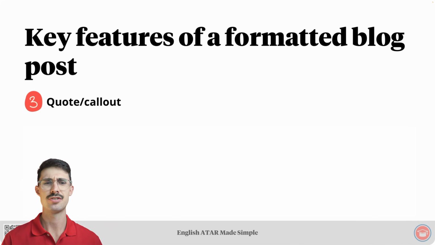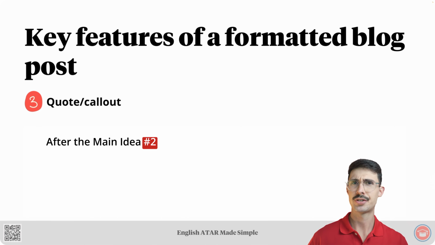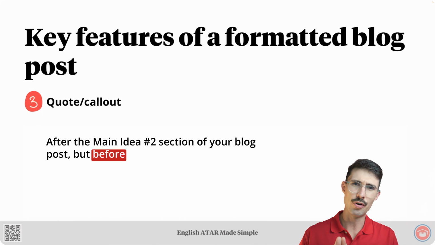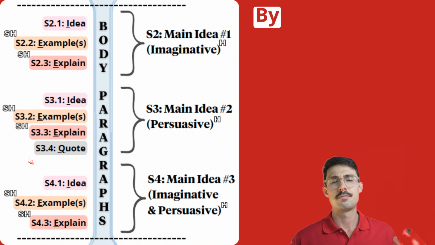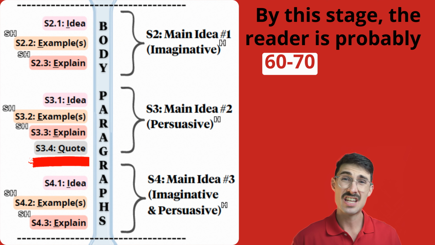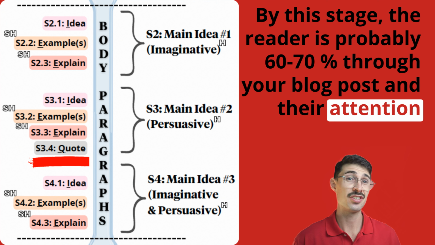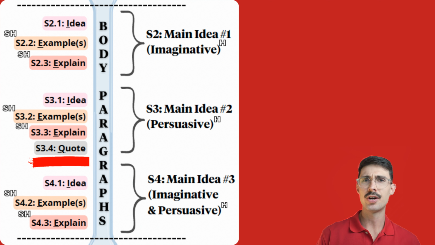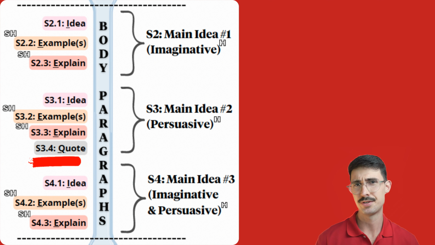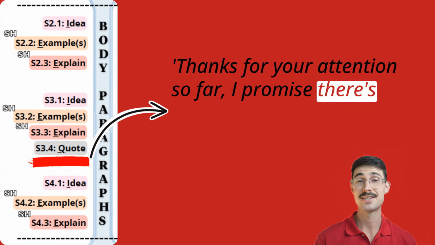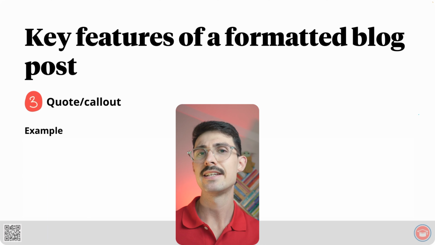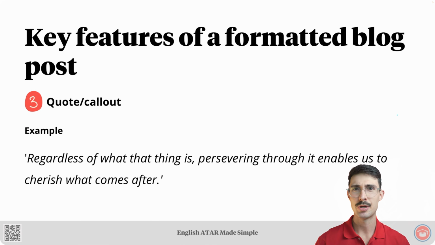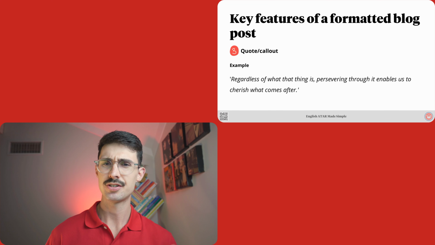When should you use a quote or a call out? After the main idea 2 section of your blog post, but before the main idea 3 section. Why should I use a quote, call out at that section of my blog? By this stage, the reader is probably 60 to 70% through your blog post and their attention is going down. Incorporating a quote or a call out at this point subconsciously tells the reader, thanks for your attention so far. I promise there is not much left to go. If you're wondering what you should take away from the section you just read, this is it. Here's an example. Regardless of what that thing is, persevering through it enables us to cherish what comes after. First 3 key features of a formatted blog post done.